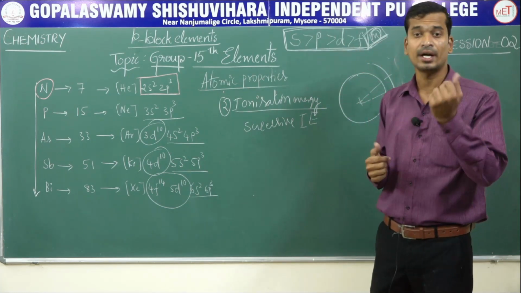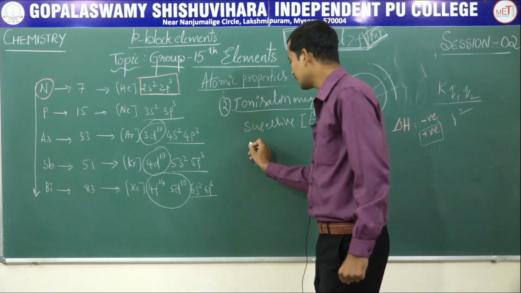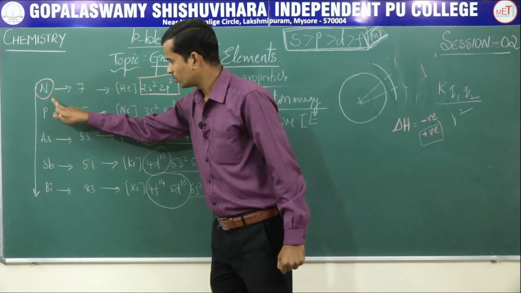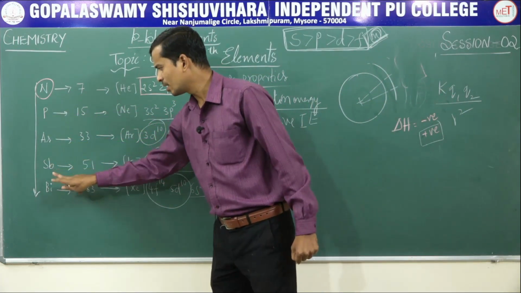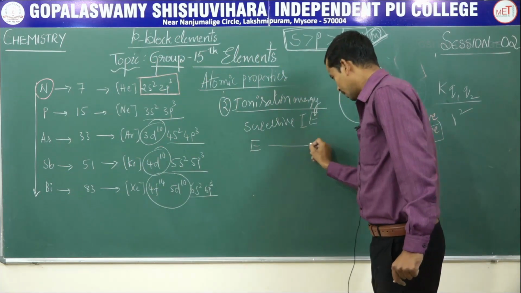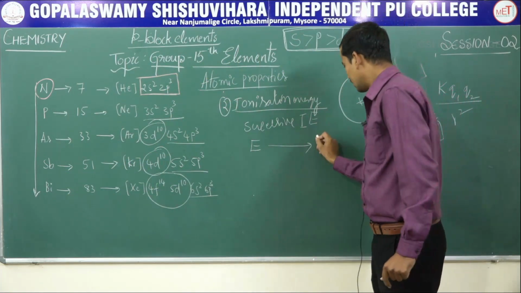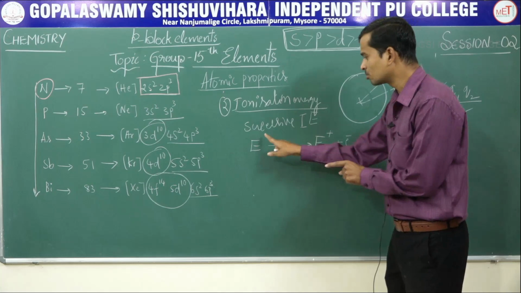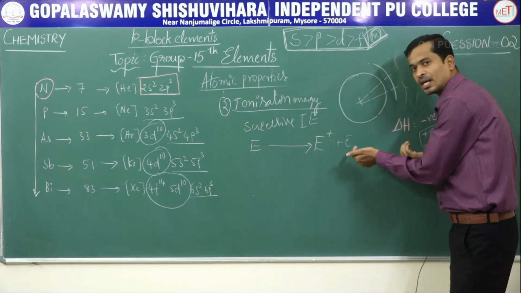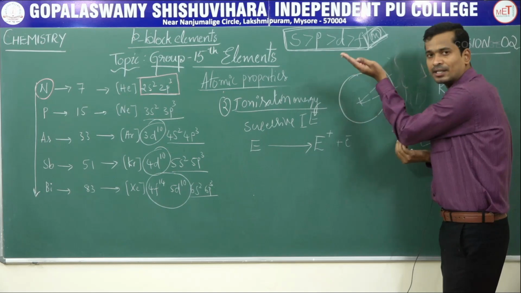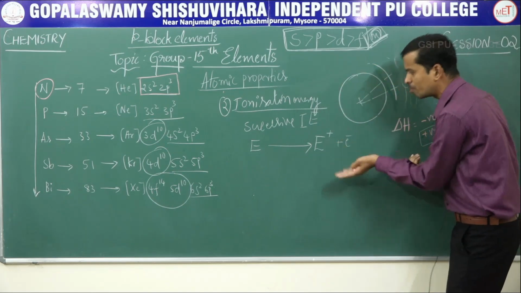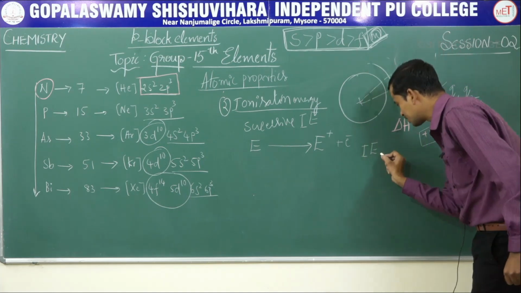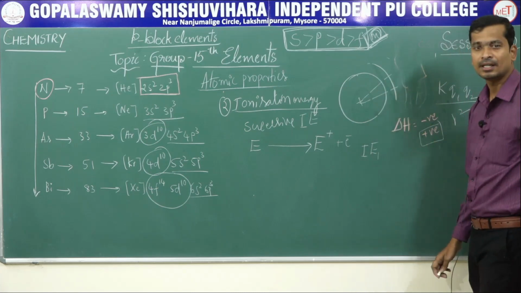What are successive ionization energies? Let us consider an element E. Suppose E is nitrogen, or phosphorus, or arsenic, or antimony, or bismuth. Ionization means removal of an electron, giving E plus. It is neutral; on removal of one negative charge, the positive charge of the nucleus relatively increases. That energy is called ionization energy. The energy for the first electron is called first ionization energy, IE1.